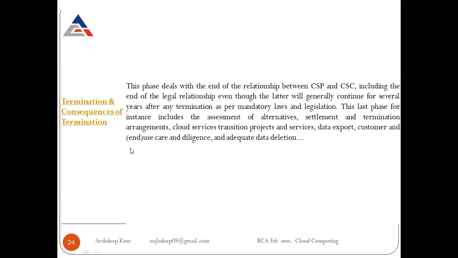Consequences means results, outcomes. If you feel the consequences are favorable, then we can even go for or continue with the same services or with the same vendor. But if you feel the result, the outcome of your services is not good, then you can move to some other vendor.